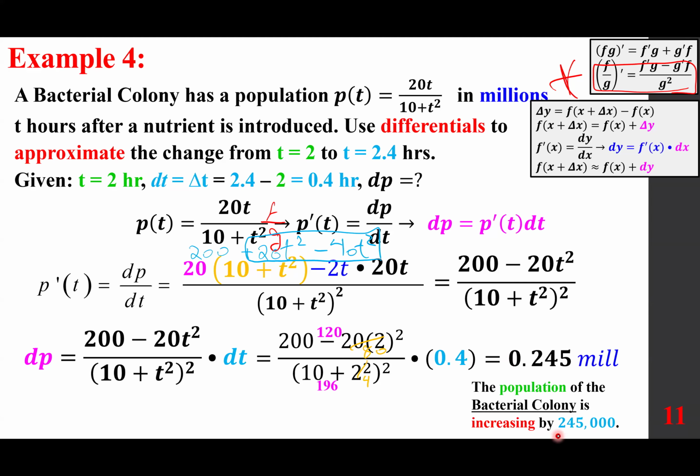Can we find the exact change? Yes, delta P, the change in population. How do you find the change in population? Well, plug in 2.4, you find the population at t equals 2.4. Plug in 2, you find the population at t equals 2. Their difference is the answer. So if you plug it in, you end up with 0.189, which means 189,000.